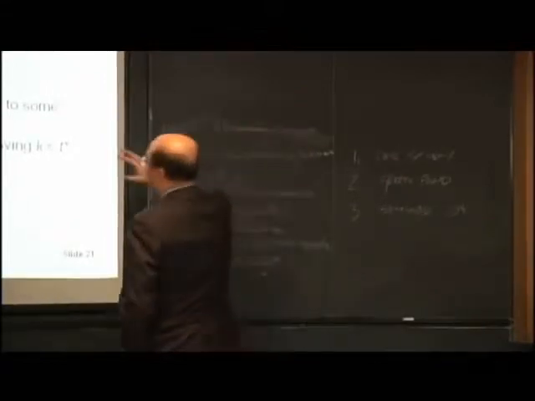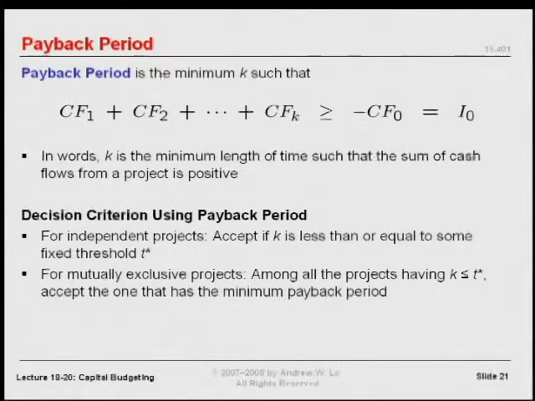If you assume that CF1 through CFK are the cash flows to the project, and you invest a certain amount of cash CF0 initially, then the question is, how long a period do you need so that the sum of the future cash flows exceeds the initial investment? What's the minimum number of periods for that to happen? And that minimum, K, is called the payback period, okay?